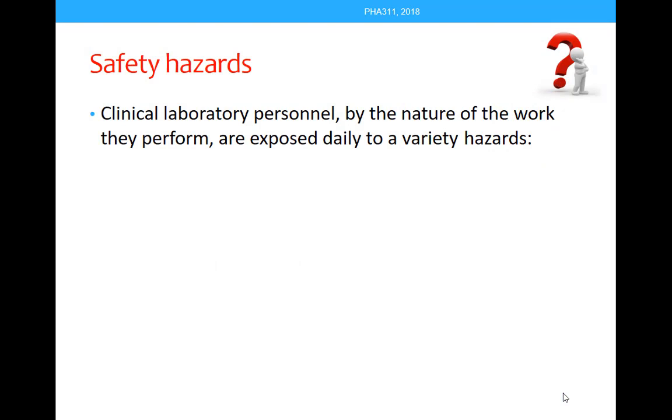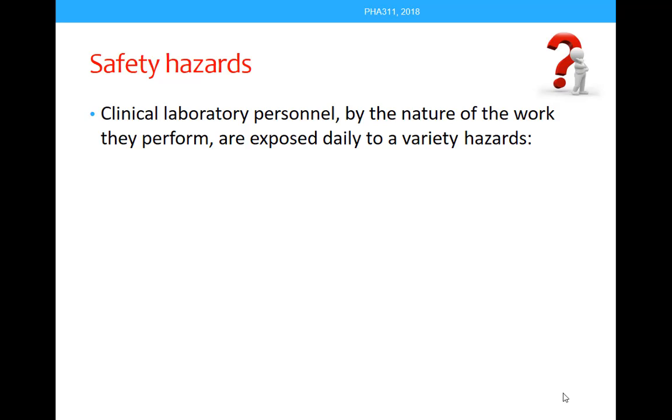Safety hazards. Now, when you see this mark over here, it means I want you to ask me something or tell me something. So can you try to list common hazards that you think are present in a typical clinical biochemistry lab? What type of risks do you think are there? Chemical spills, broken glass, flammable fluids, pathogens in the blood, in the sample. Yes, so you are dealing with infectious specimens, for example.